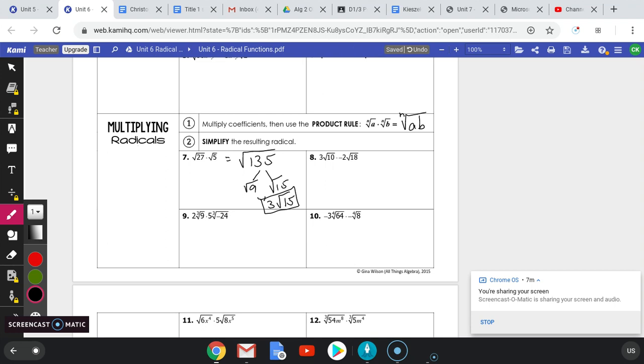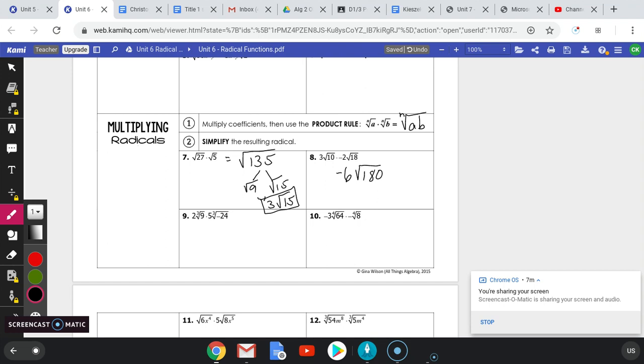Let's look at number 8. Number 8, I have 3 square root 10 times negative 2 square root 18. Well, the indices are the same, so I can just go about multiplying them. I can multiply the insides, 10 times 18, which is 180, and I can also multiply the outside, 3 times negative 2, which is negative 6.